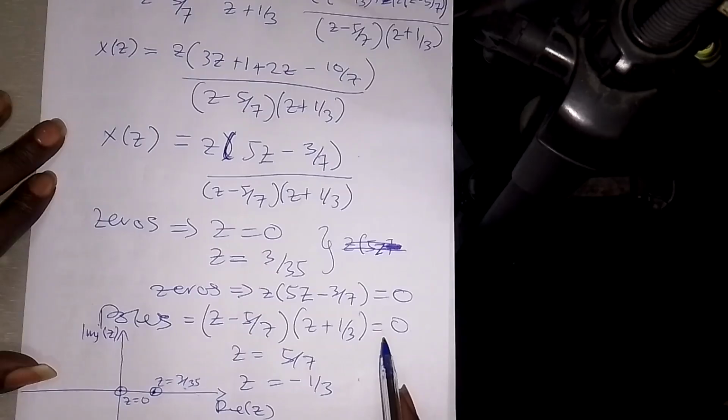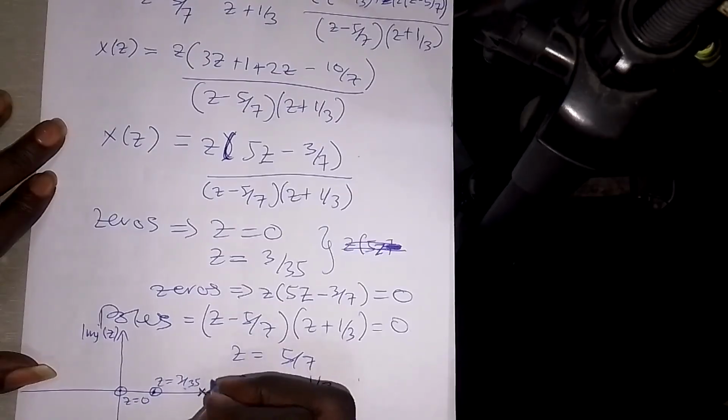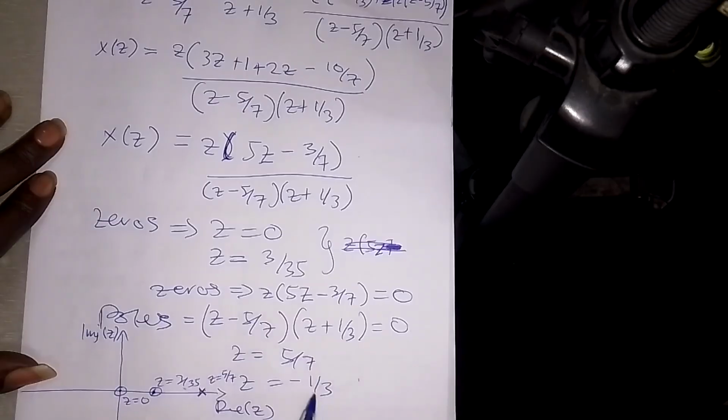Then I come to my poles. What are my poles? 5 over 7, so let's say this is 5 over 7. And here, minus 1 over 3, so Z equals minus 1 over 3. You see the way I'm representing the poles by this one, and the zeros by small circles.